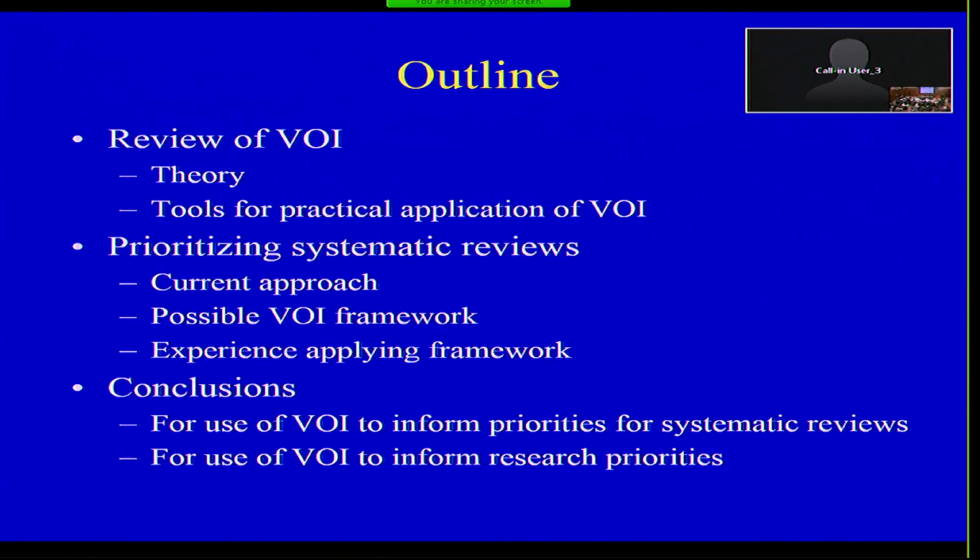Next slide. I'm going to begin by talking about value of information analysis, lay out the theory and some of the tools for its practical application, and refer a little bit to some of the experience doing them. Then I'm going to turn to efforts to prioritize systematic reviews, which I think will carry over to guidelines heavily, with current approaches that are used, a possible VOI framework to think about that, and some experience we have applying the framework. Then I'll conclude by talking about some implications for the use of VOI to inform priorities for systematic reviews, and then research priorities more generally. Okay, next slide.